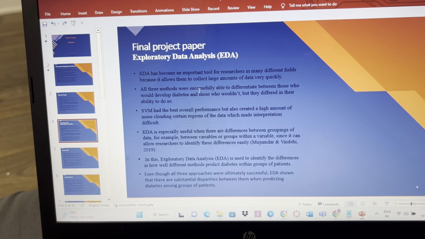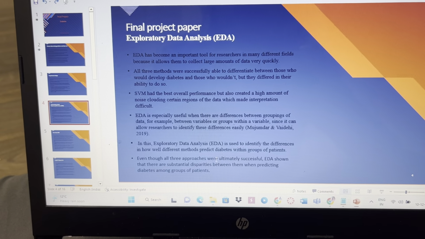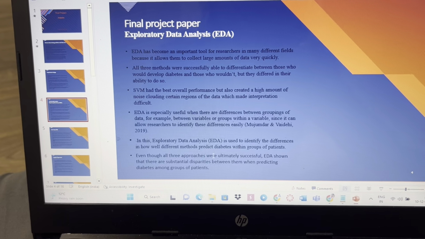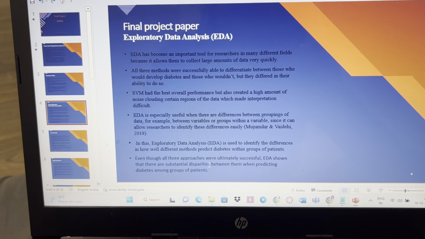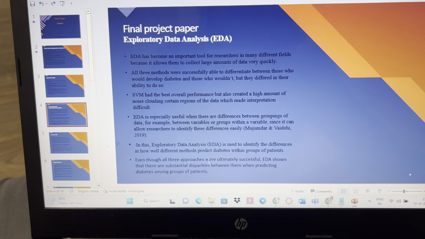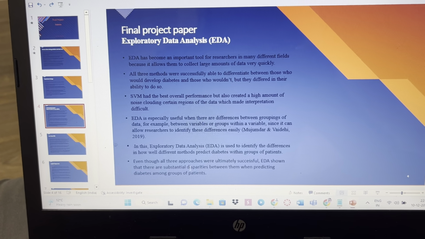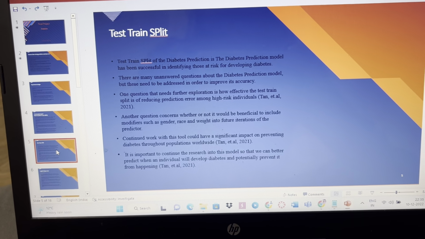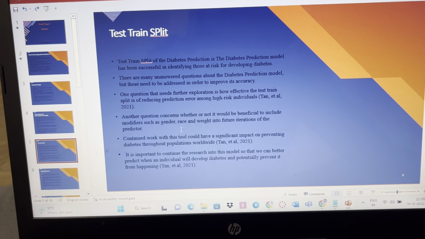Here exploratory data analysis is used to identify the differences in how well different methods predict diabetes within groups of patients. Even though all three approaches were ultimately successful, EDA has shown that there are substantial disparities between them when predicting diabetes among groups of patients. The test train split of the diabetes prediction model seems successful in identifying those at risk of developing diabetes.